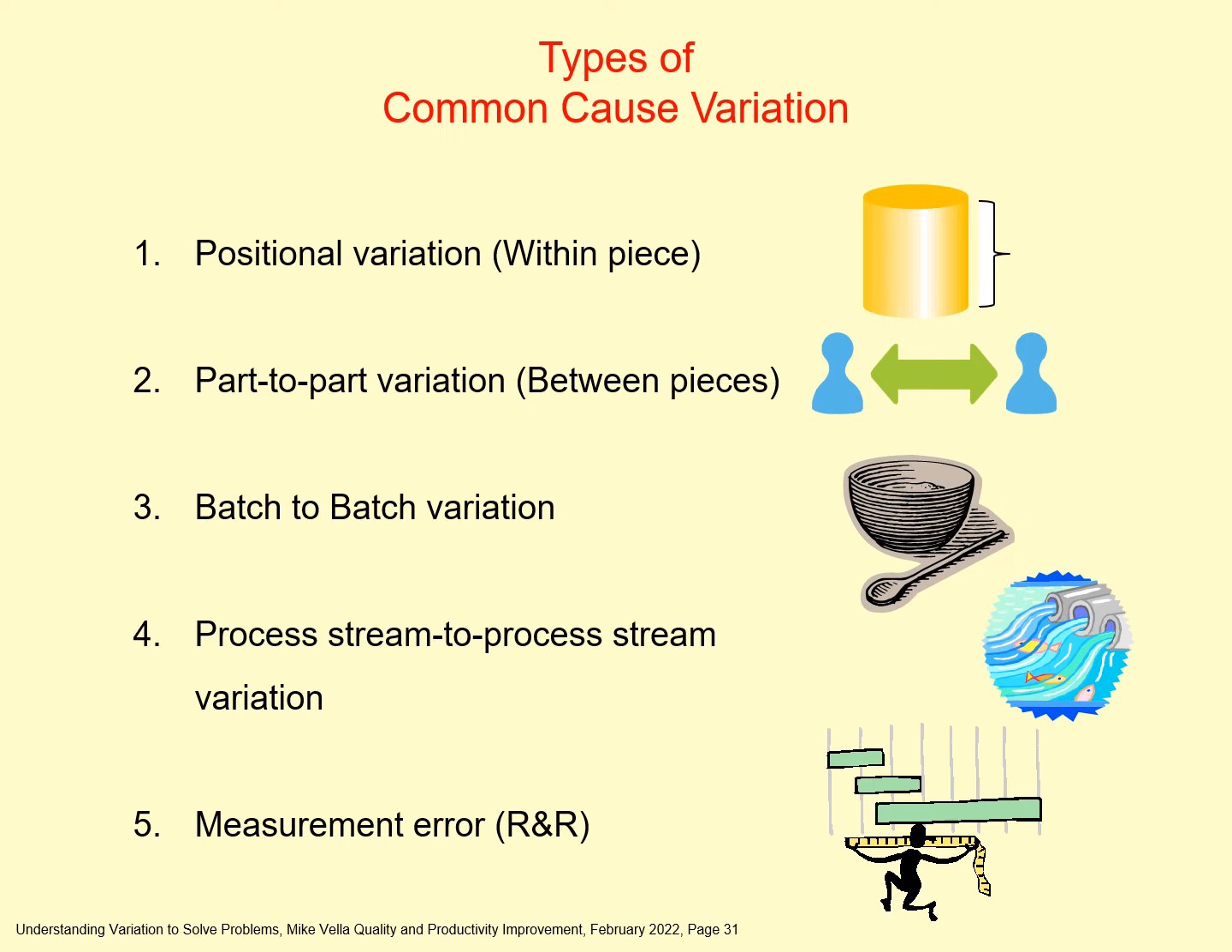The types of common cause variation, I think, are very interesting, and you need to think about that. We're going to have some examples in the next few minutes to talk about this, and I'd like you to consider this slide about types of common cause variation. First is positional variation. That's within piece, examining a single piece. Is that single piece uniform in its variation?